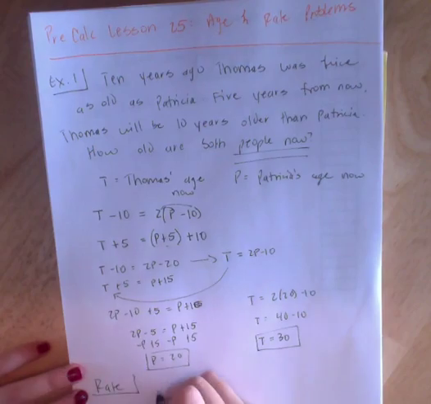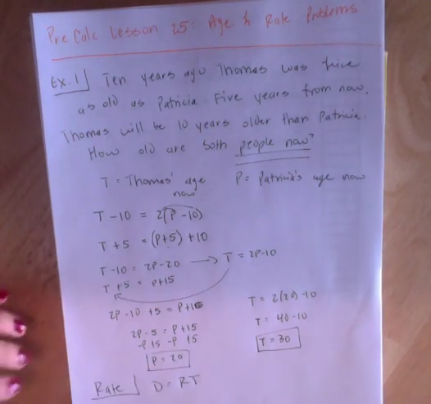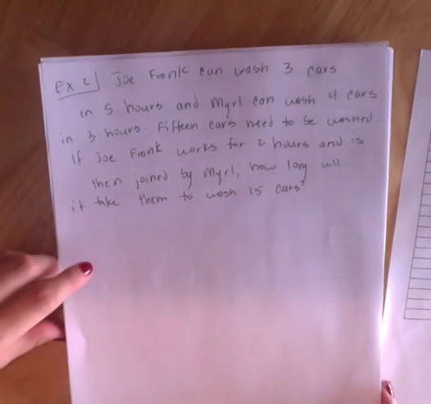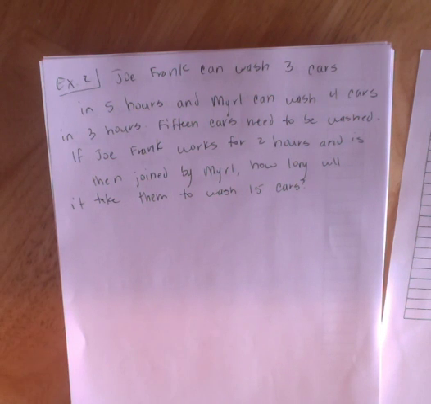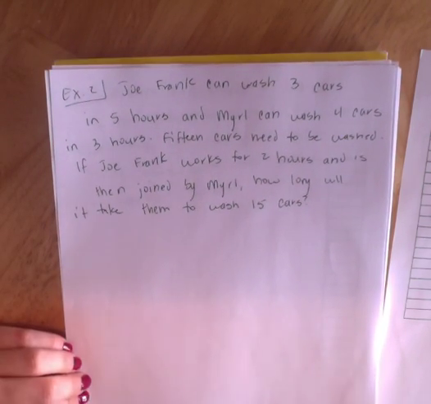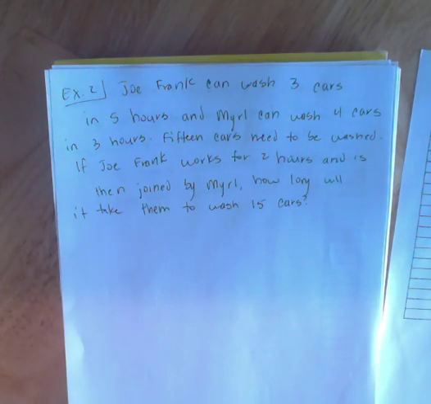For rate problems, we remember our equation distance equals rate times time. It's going to be the foundation of all we do in these problems. We'll have a couple problems that will vary slightly. Okay, let's look at this problem. Joe Frank can wash 3 cars in 5 hours, and Merle can wash 4 cars in 3 hours. 15 cars need to be washed. If Joe Frank works for 2 hours and is then joined by Merle, how long will it take them to wash 15 cars?